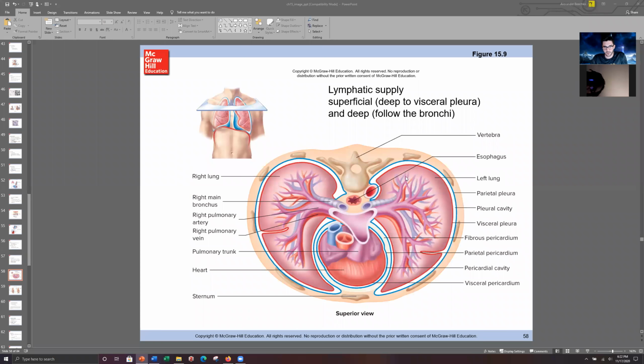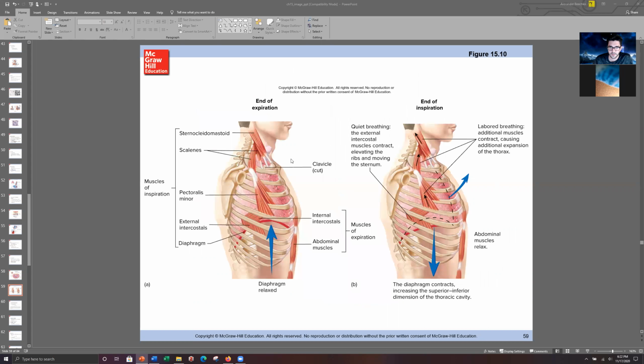All right. So here we've got a superior view of our lungs here. And so just as a reminder, our lymphatic supply follows the nature of the blood vessels, right? So it can be superficial, deep to the visceral pleura, and deep and can follow the actual bronchioles. So we have lymphatic tissue within the pleural space as well as inside of the actual lung tissue itself.